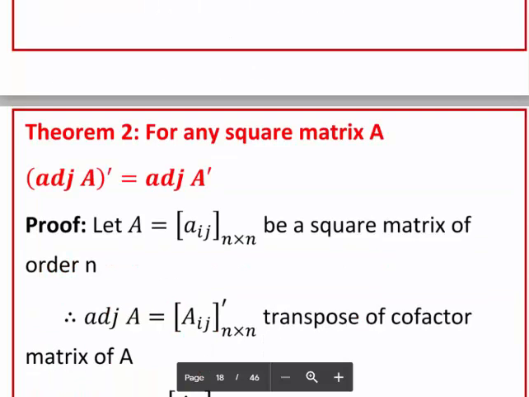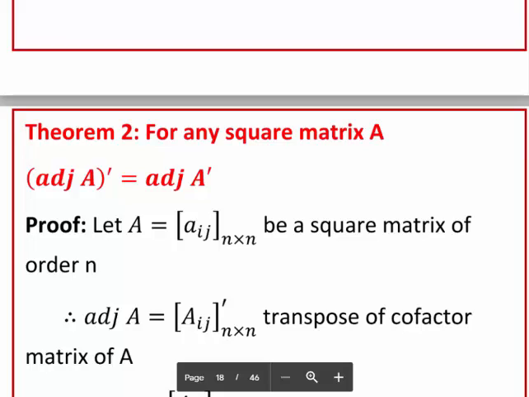Let us go for the next result or next theorem. If A is any square matrix, then the transpose of adjoint of A is equal to the adjoint of transpose of A, where dash denotes transpose. This theorem gives the relation between transpose and adjoint. So transpose of adjoint is nothing but adjoint of transpose. You should note this thing.